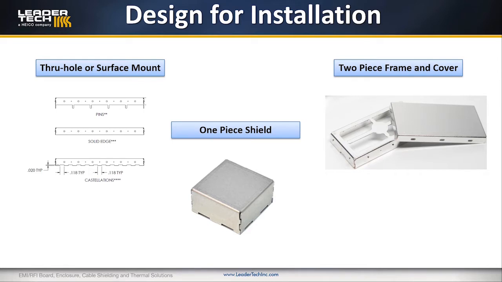When you're looking at doing a shield, you have to decide whether you're going to do a one piece or a two piece. One piece is just a box that is directly soldered to the circuit board, and then it's not coming off. The other option is to do a two-piece frame and cover. So the frame is soldered down onto the circuit board, and then we design a removable cover. So this allows you to access components underneath while still getting great shielding effectiveness.